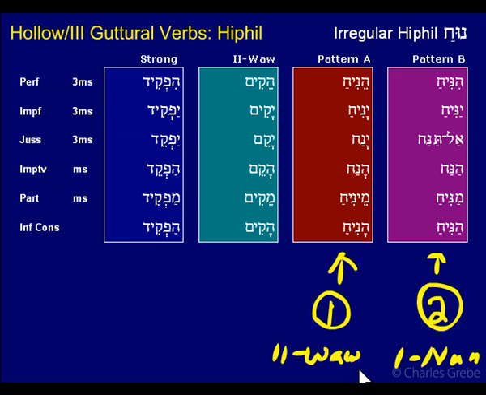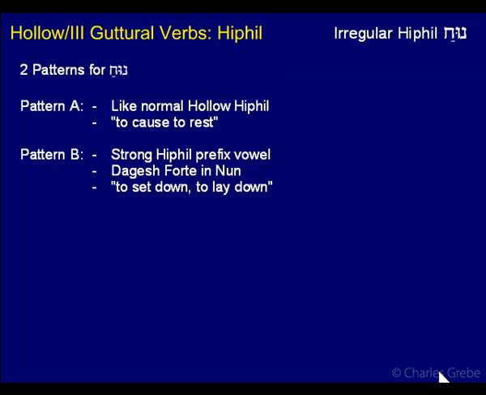The second vav pattern means to cause to rest, which is kind of what you would expect. The first nun has a slightly different meaning. It means to put or to set. So pattern B, the one with the Dagesh forte in the nun, this is the assimilated nun, means to set down or to lay down. Okay, I should say that correctly. To set down or lay down. While pattern A means to cause to rest.